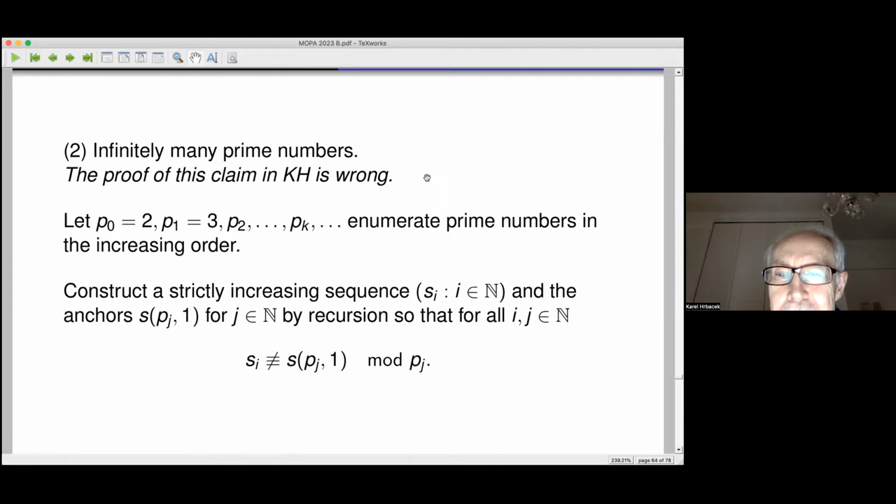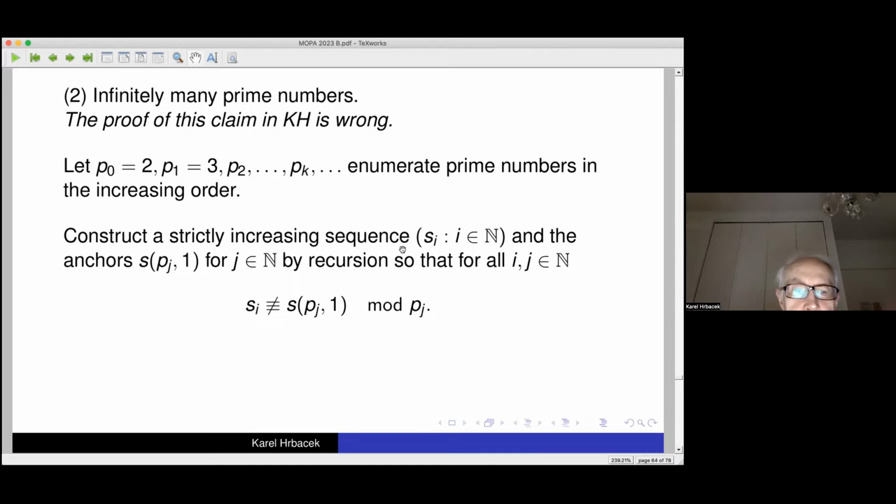1/4 is not necessarily an integer, as we all know. So I have a correct proof here. Probably not enough time to go through it, but you list all the prime numbers in increasing order, and then you construct the sequence of anchors, the sequence S sub i, such that the coefficient A sub S sub i will always be one. That means A sub S sub i will always be a prime number, and there will be infinitely many of them. And the anchors have to be chosen so that no S sub i is congruent to any of these anchors.